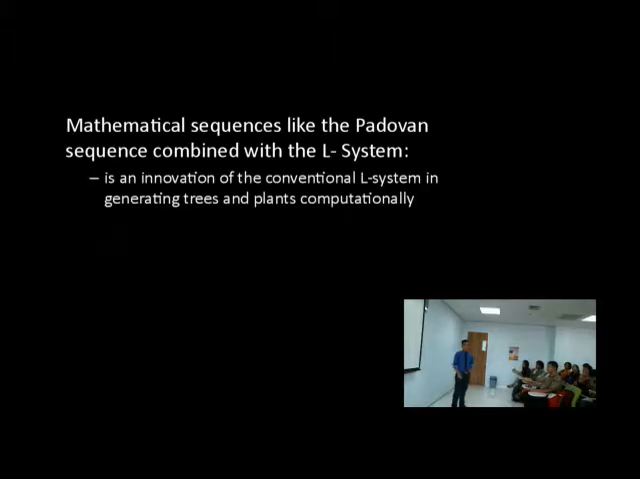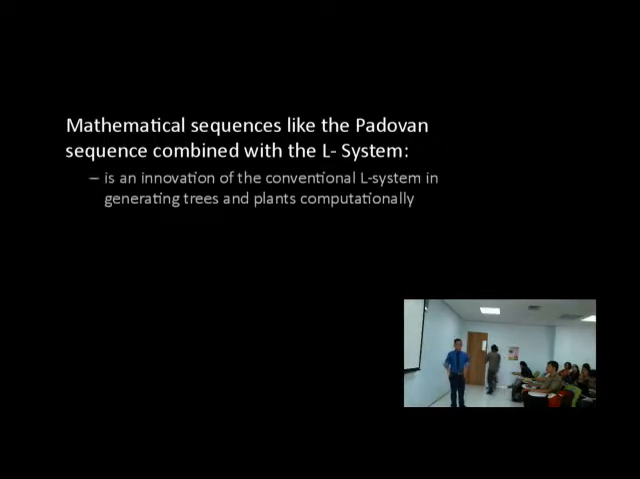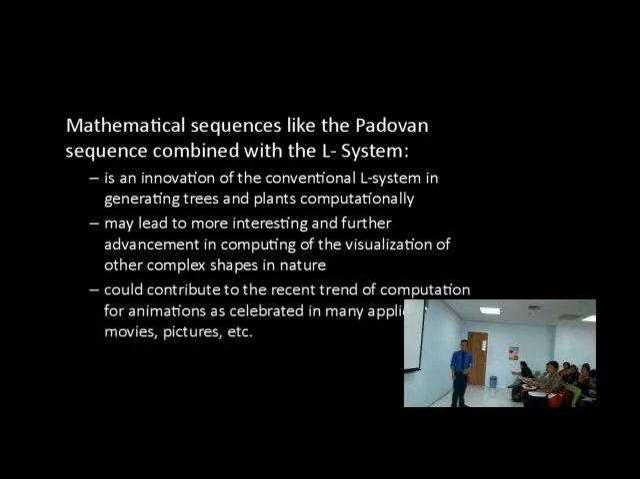So mathematical sequences, like Padovan sequence, can be combined with the L system in order to innovate the conventional linear system in growing some trees and plants in my surroundings much more naturally. This may lead to more interesting and further advancement in computing the visualization of the complex nature, like snowflakes. This could also contribute to the recent trend of computation for animations as celebrity in many applications, be it movies, pictures, games, or many more.